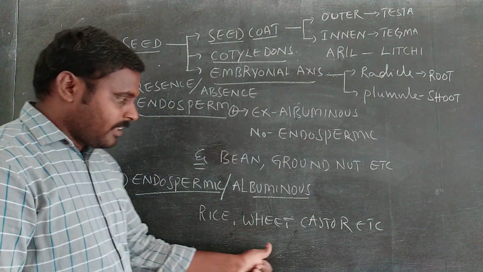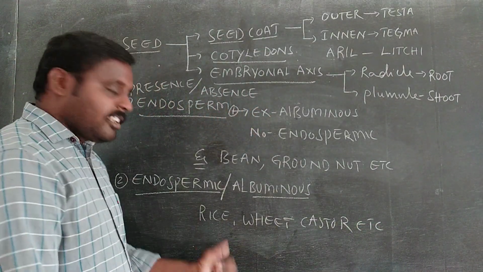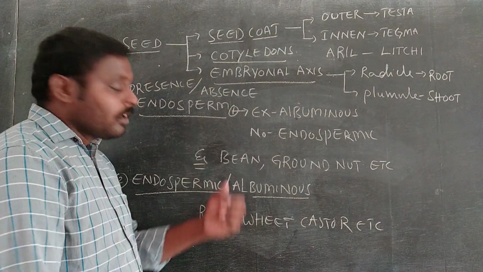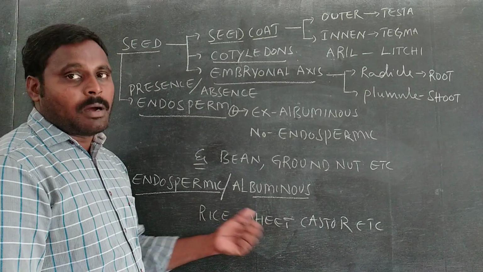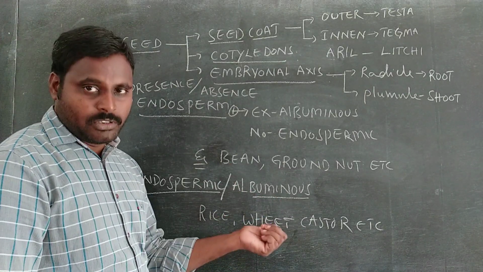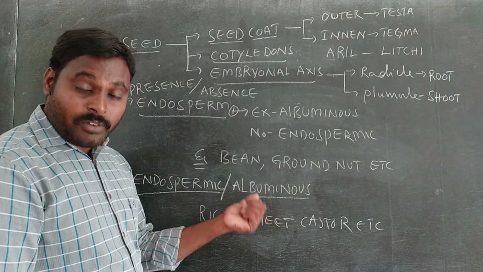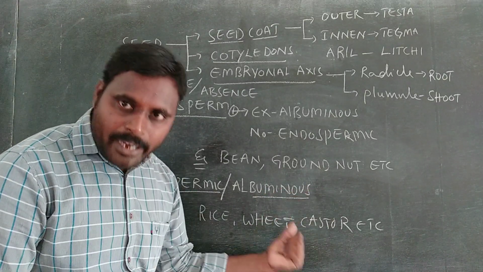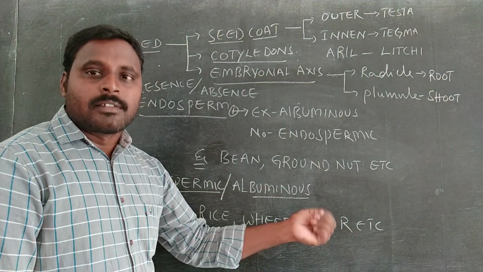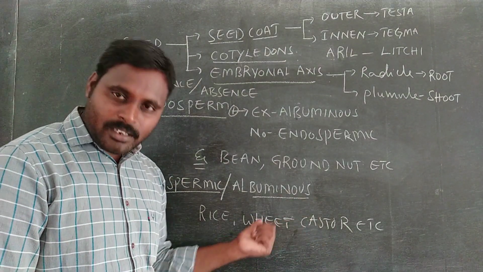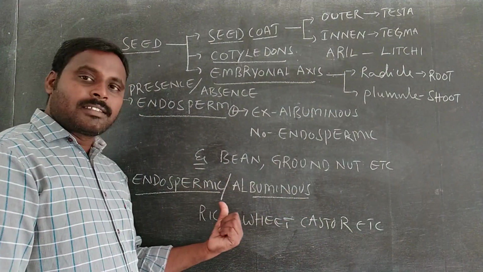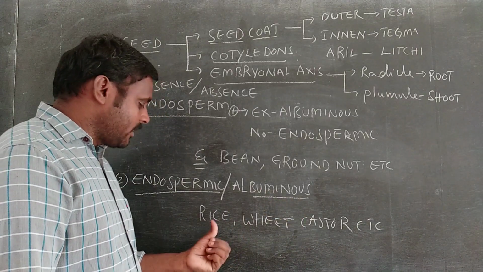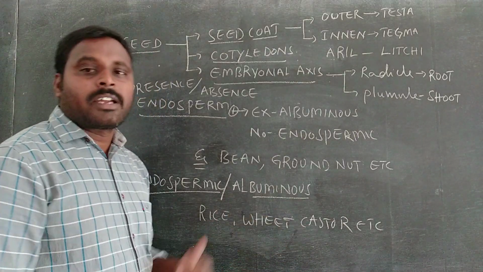In rice, wheat, castor, etc., endosperm is present. Which one is present? A remnant or some amount of the endosperm is present. Why? That means the endosperm is not completely utilized by the developing embryo, so some amount of the endosperm is present in these seeds. Hence those are called endospermic seeds or albuminous seeds. Example: rice, wheat, and castor.